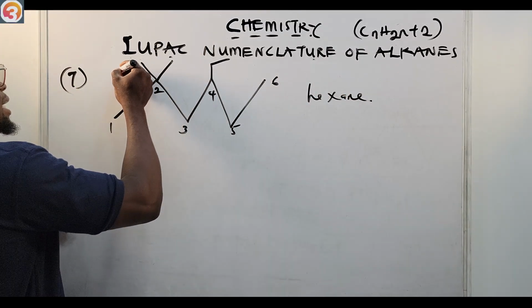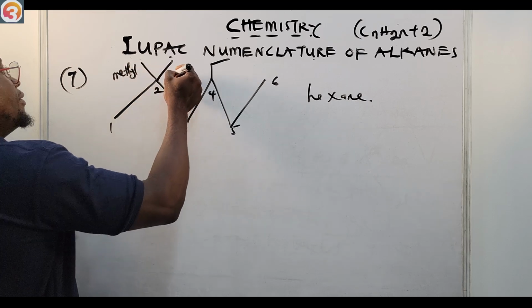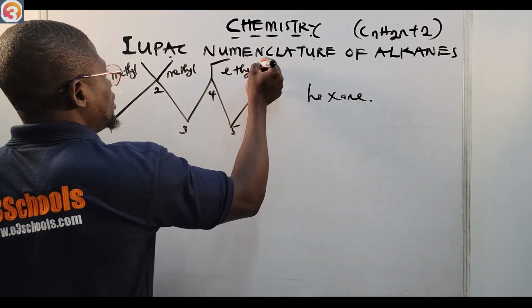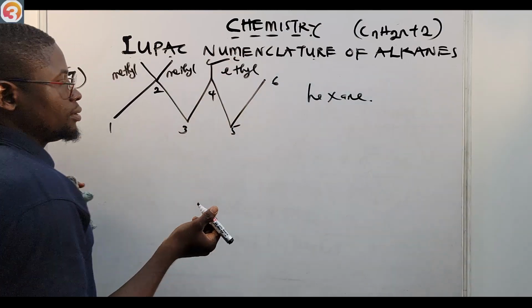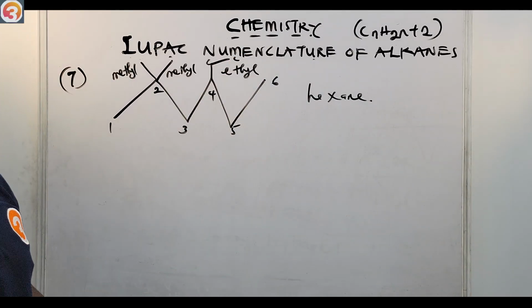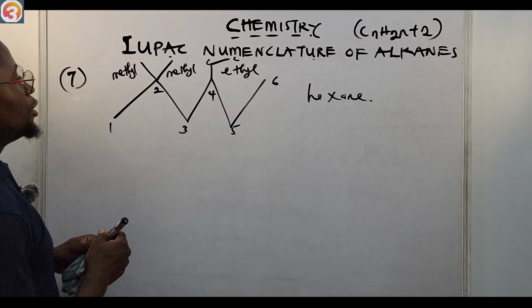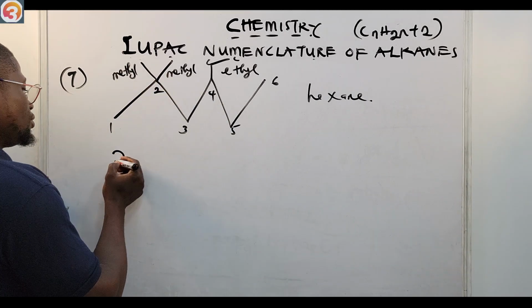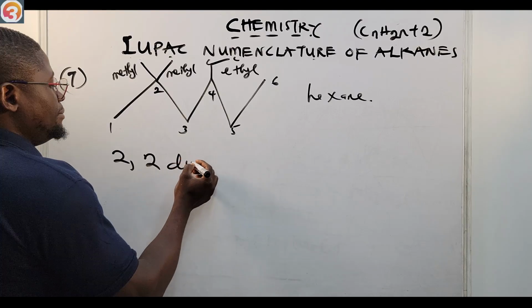Then what group is here? We have a methyl group here. We also have another methyl group here. Then this one is what? Is ethyl, because this is CC, 2 carbon atoms. That is an ethyl group. So if we want to name this compound, how do we begin? Here we have 2 methyl groups on this second carbon. So I'm going to have 2,2-dimethyl.